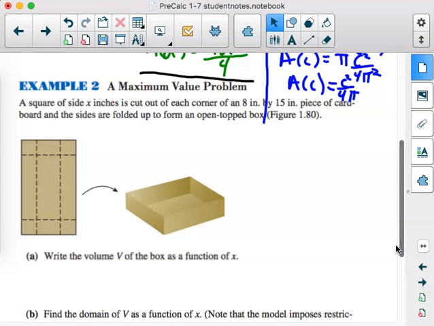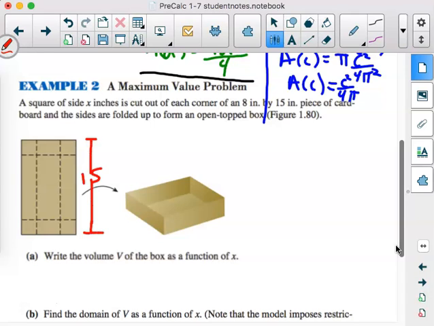Now, this next one is a maximum value problem, and hopefully when I said that, immediately you said, oh, wait a second, I think I remember doing those in Algebra 2 because we did. And they were exactly the same type of setup. So a square of side x inches is cut out of each corner of an 8 by 15 piece of cardboard. So this was 15 inches from top to bottom, and this was 8. But we wanted to fold this up and make a box.